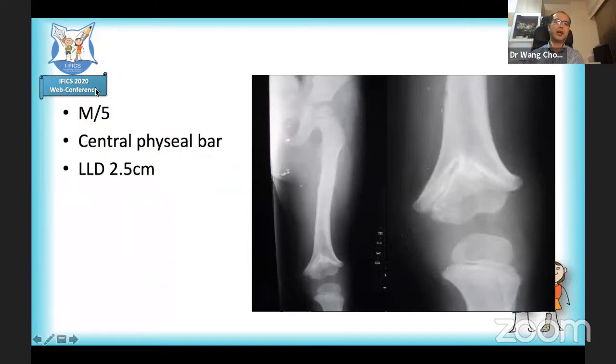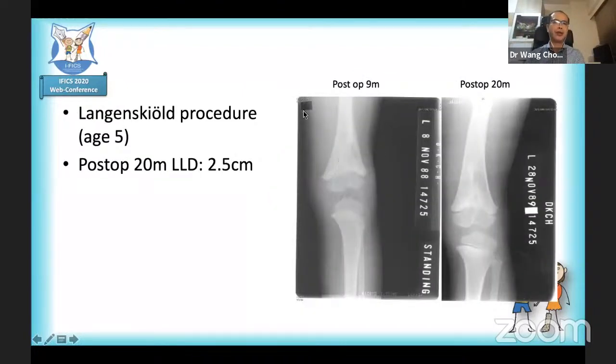And this is a case example. A 5-year-old boy with a central physeal bar. The exact cause is unknown. He presented with a leg length discrepancy of 2.5 centimeters. So a Langenskiöld procedure was performed with a bone window over here, and the bar was removed. The leg length discrepancy remained static 20 months after the initial surgery.